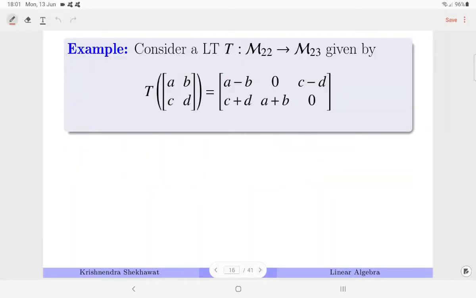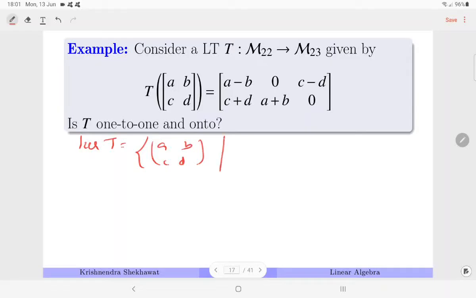So this is an example. Check if it is 1-1 and onto. I used the previous theorem, which says that kernel T is all those A, B, C, D for which T of A, B, C, D is equal to 0, which means the 0 matrix of M23.